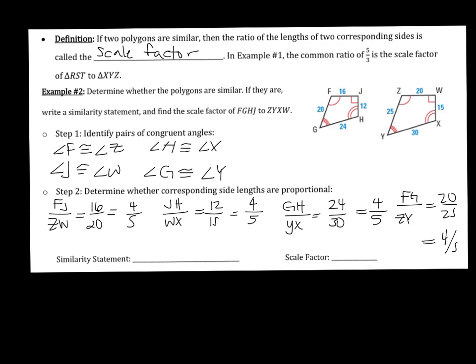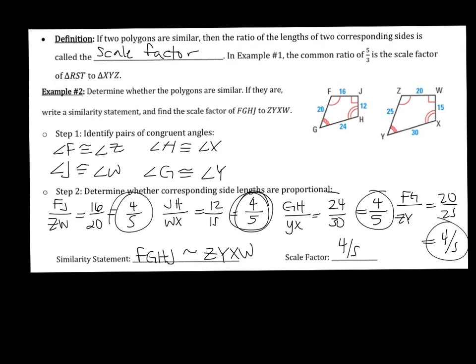So since all of those corresponding sides, since all of their ratios are equal to each other, that means that they are similar. All of our angles are congruent, so we meet both of those criteria. So our similarity statement, since it is a quadrilateral, we're just going to say FGHJ is similar, that means similar, to ZYXW. And our scale factor is this guy right here, 4/5. Notice how it's the same on all 4 of those. So that's great. All right.